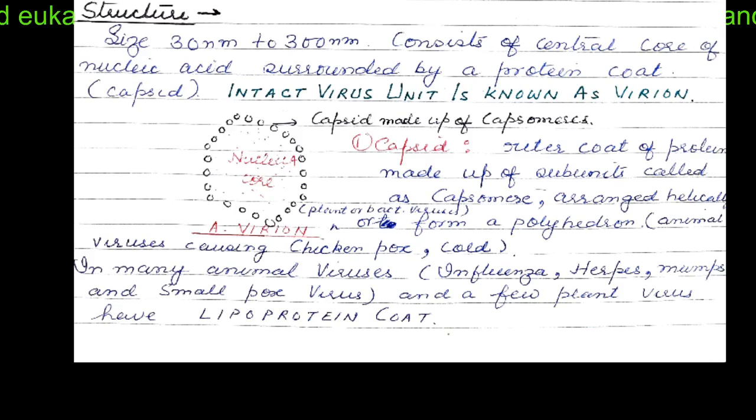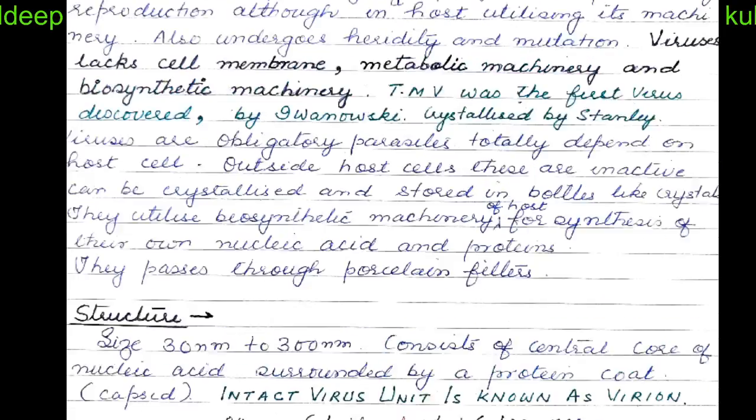These are arranged helically or in the form of a polyhedron. In many animal viruses like influenza, herpes, mumps, smallpox virus, and a few plant viruses, they have a lipoprotein coat also around them.